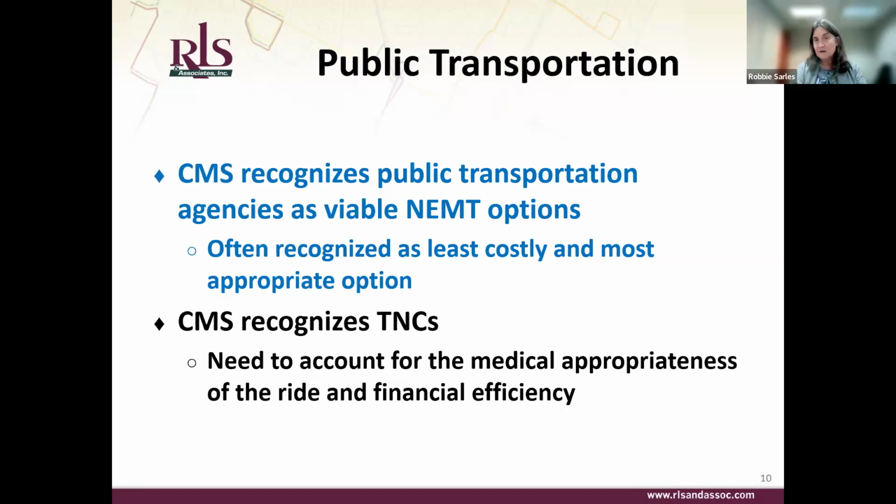And again, the statement throughout the guidance recognizes public transportation as a viable option. CMS also does recognize TNCs as an option, but it also recognizes all of the significant challenges that would make that perhaps not as viable because of the ride and financial efficiencies and being most appropriate. So it does recognize that as a possibility, but it really very much recognizes public transportation as a least costly and most appropriate option that should be considered.